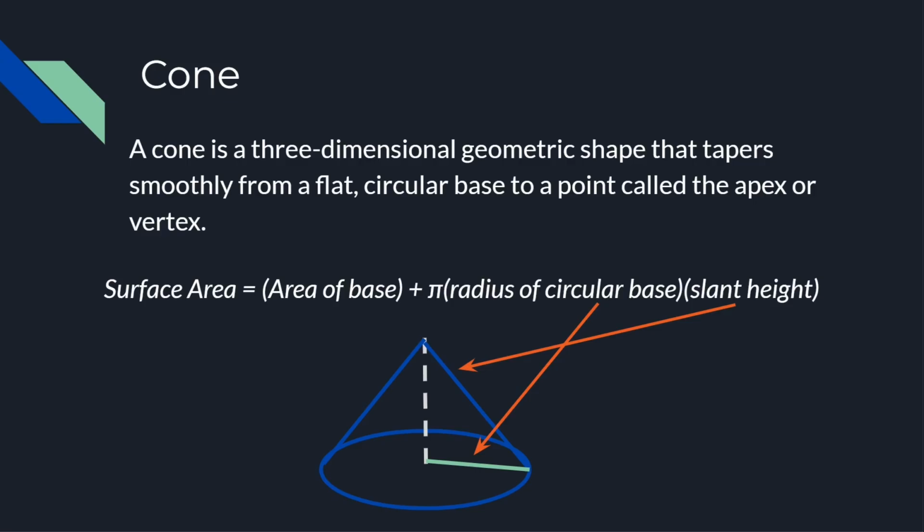The fifth shape we'll look at is called a cone. Now, a cone is similar to a right pyramid in that both taper from a base to an apex. However, they differ in important ways. While a right pyramid has a polygonal base and flat triangular faces, a cone has a circular base and a continuous curved lateral surface.